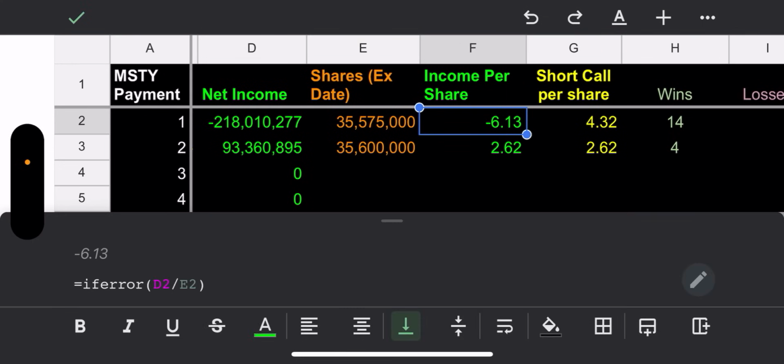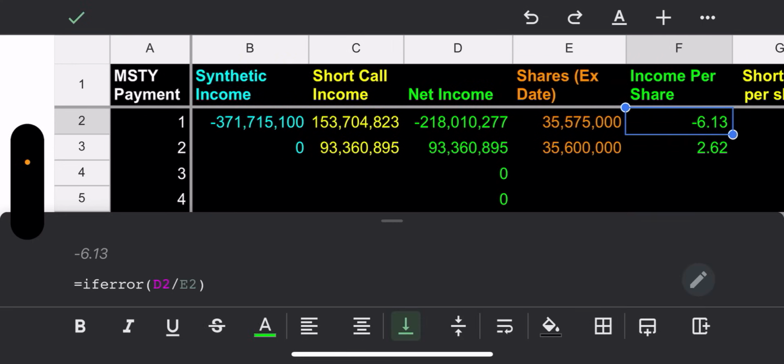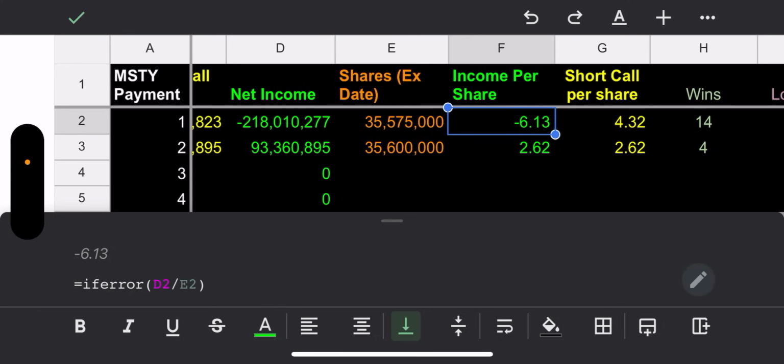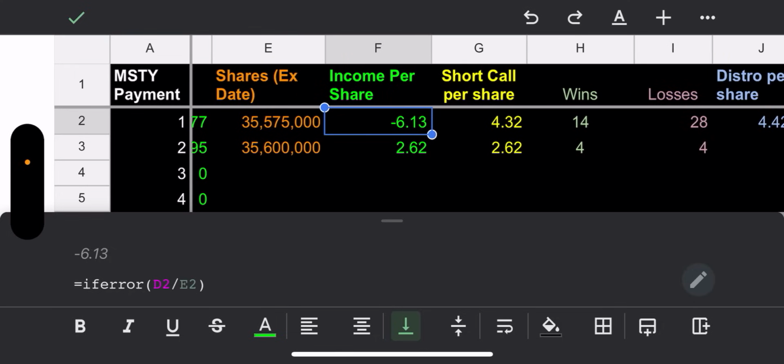So income per share, that's pretty simple. It's D2 divided by E2. D2 total income, E2 the number of outstanding shares. So obviously the first column shows you, if it's a negative number, that's a good thing because negative net income shows that they made a credit. If it's a debit, obviously it shows that they're losing money per share.